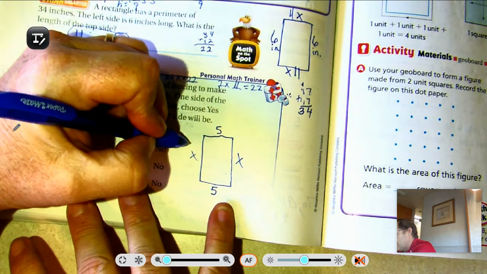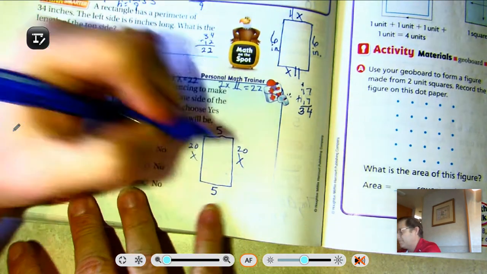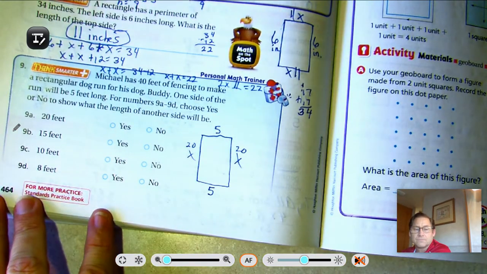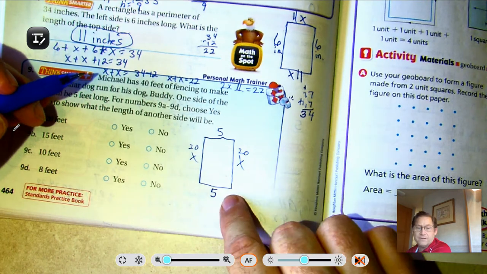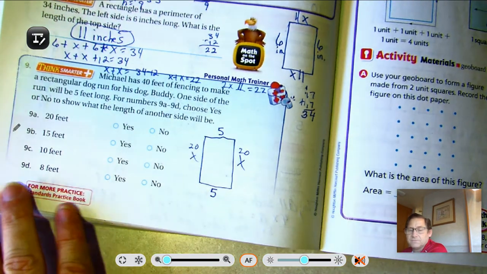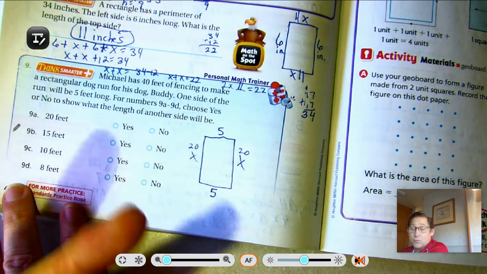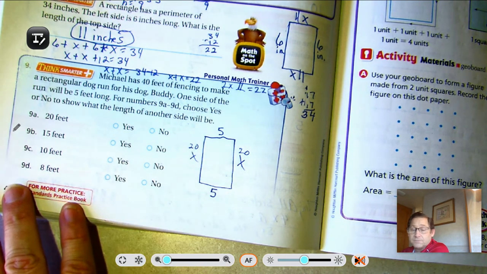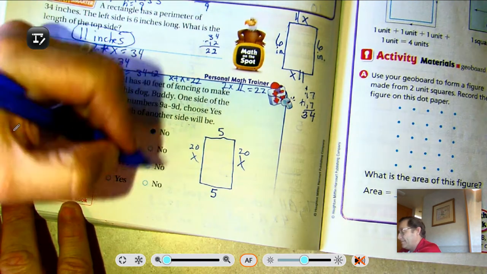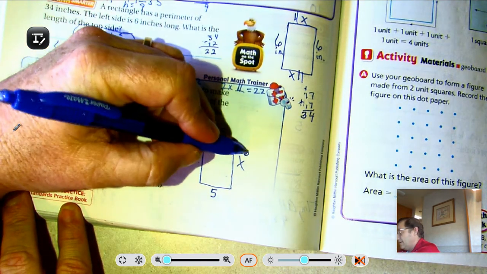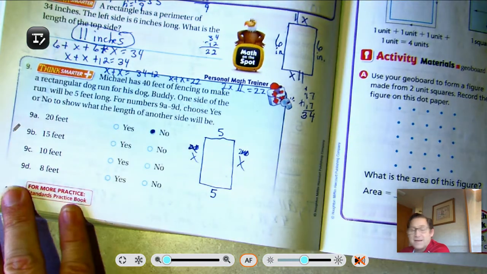All right, so let's put 20 here and 20 here. Well, 20 plus 5 is 25. So this is 25. What's 25 and 25? It's basically saying 2 quarters, right? How much is 2 quarters? That's 50. So no, it can't be. That's too big. So it's not 20. How about 15?